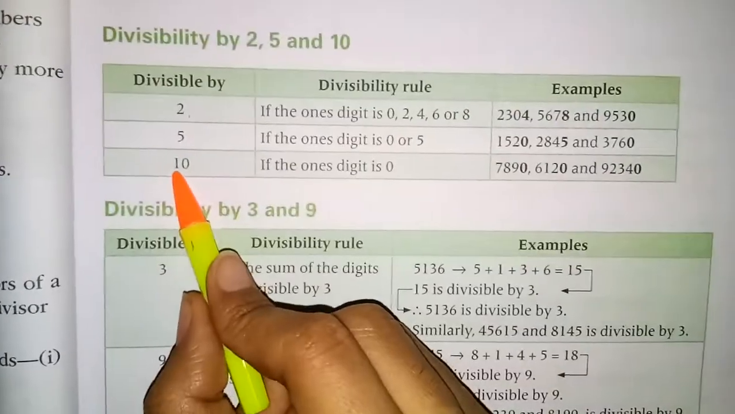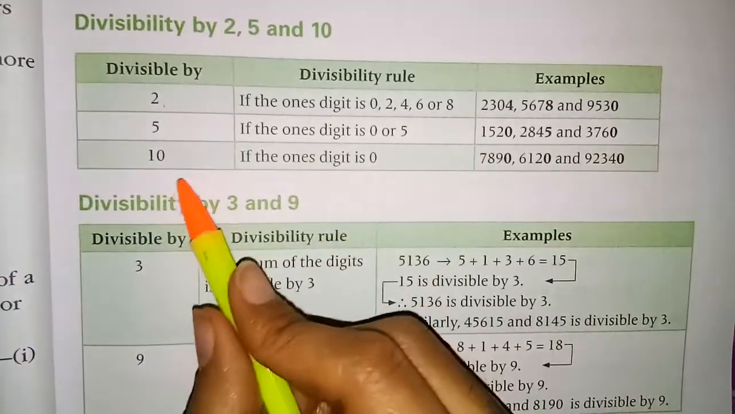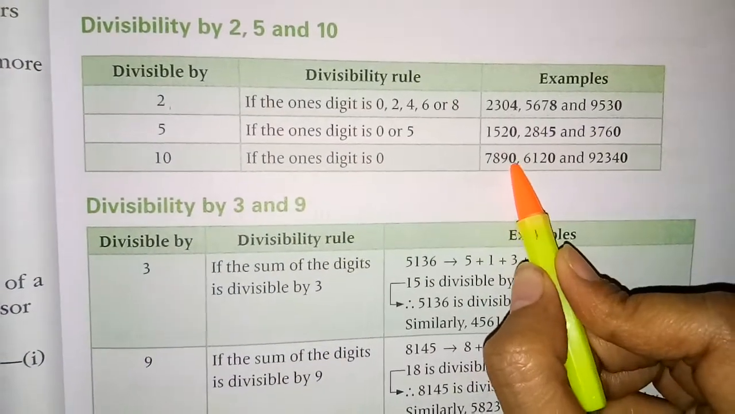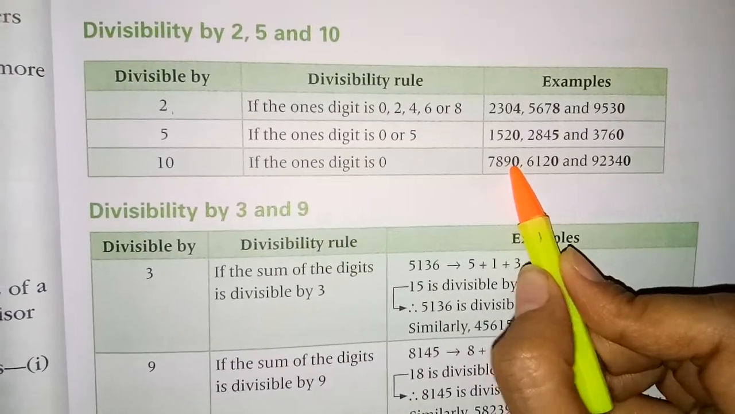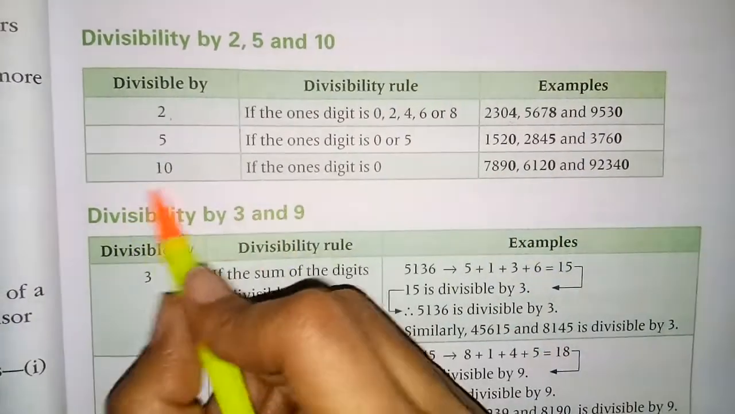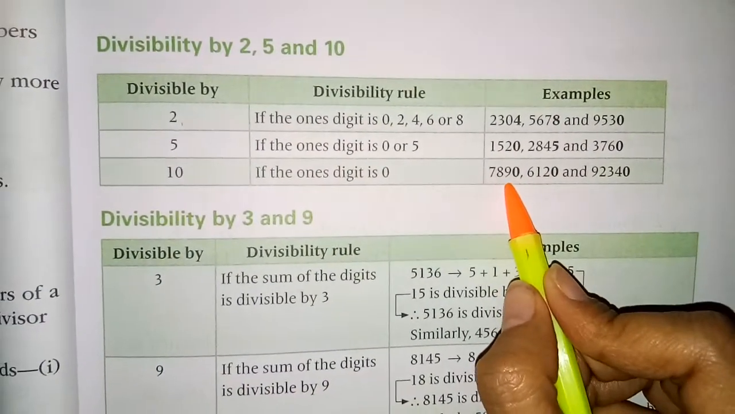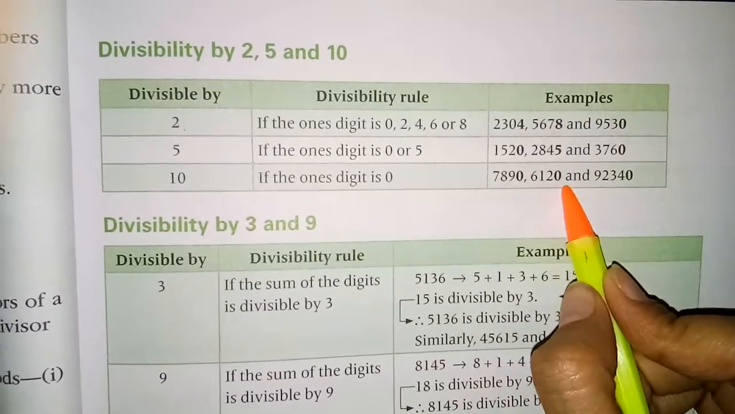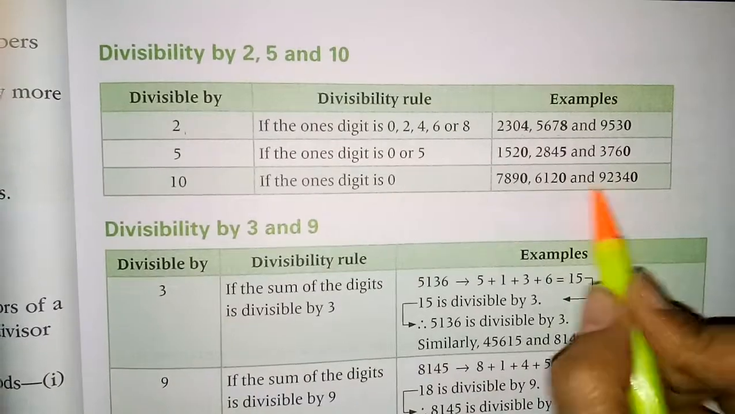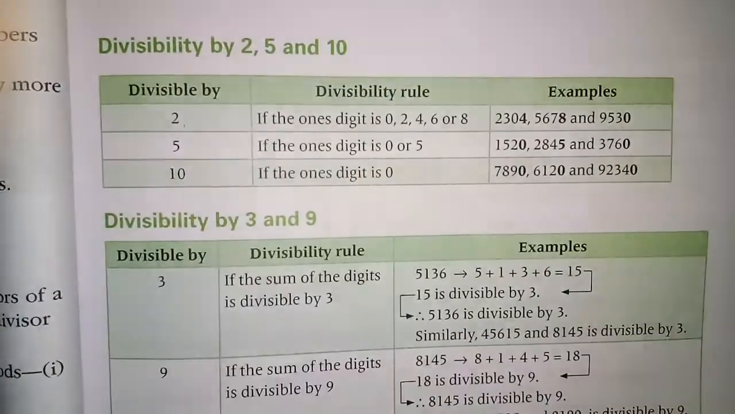Next we have divisibility by 10. For checking the divisibility by 10, we always check if there is 0 on ones place, or we can say if the ones digit is 0, then the number is divisible by 10. So here we have 0 in 7890, 6120 and 92340. In all these numbers we have 0 on ones place, so these numbers are divisible by 10.